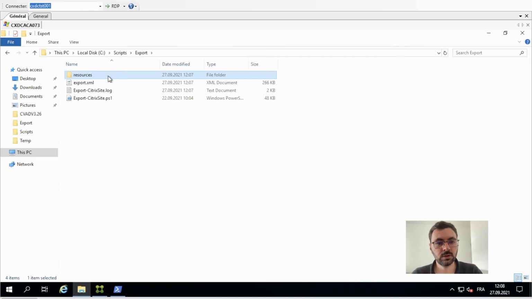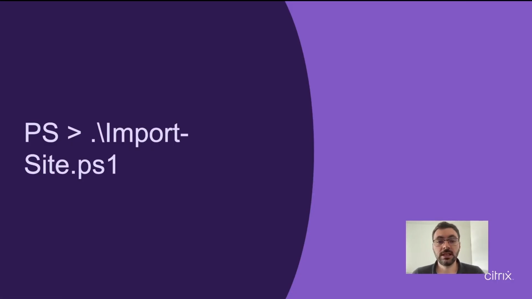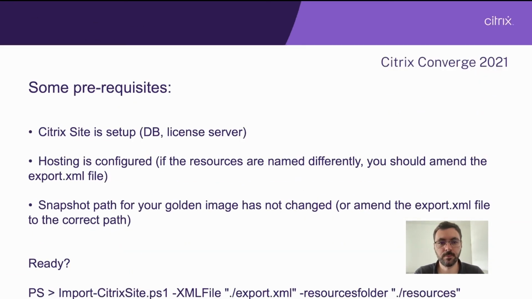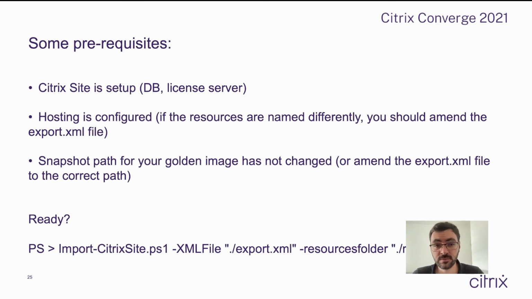To import in your new site, just use the resource folder and the export XML and paste it on your new delivery controller. Now let's do an import of our configuration on a brand new Citrix site. It requires some prerequisites first. The Citrix site needs to be set up, the database and the license server, prior to executing the scripts. Hosting needs to be configured to know where to store and host your virtual machines.